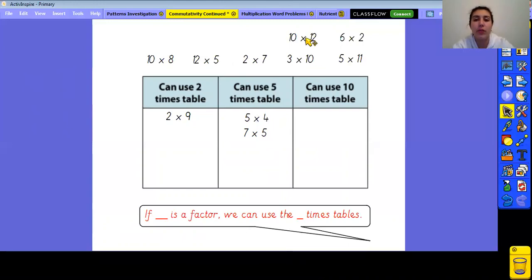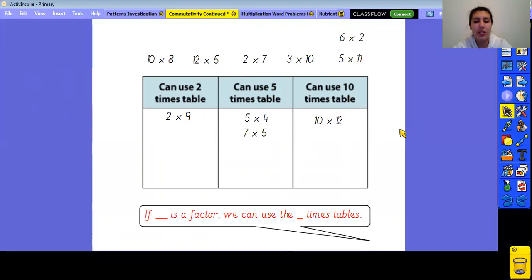Let's do this one before you have a practice by yourself. So 10 times 12. So I could say I've got 10 groups of 12, or I could say I've got 10, 12 times. Will my 2 times tables help me answer this question? No. Will my 5 times tables help me answer this question? No. Will my 10 times tables help me answer this question? Yes, it will. Well done.